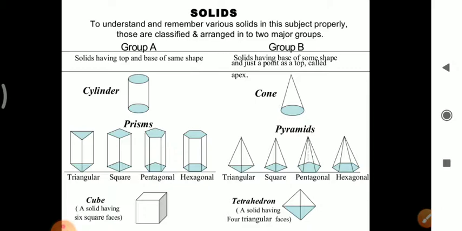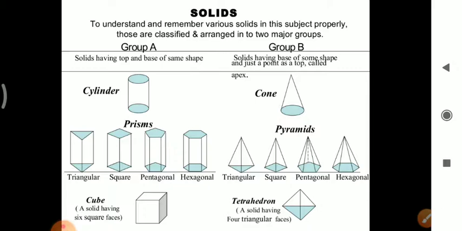A solid is a three-dimensional object. It is bounded by plane surfaces from top, bottom and sides. There are different types of solids available, that is regular polyhedra and solids of revolution.